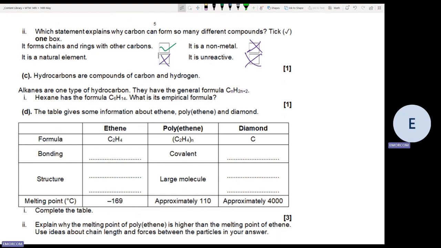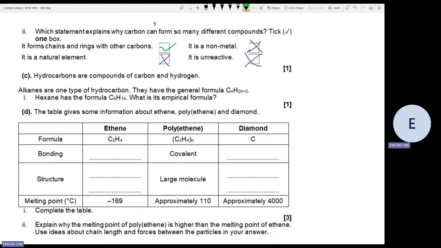The next part says hydrocarbons are compounds of hydrogen and carbon. Alkanes are one type of hydrocarbon. They have the general formula CnH2n+2. Hexane has the formula C6H14. What is its empirical formula?